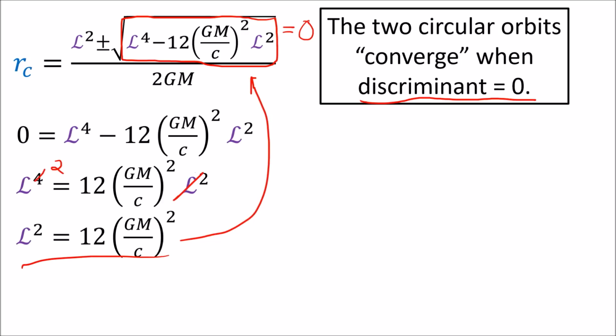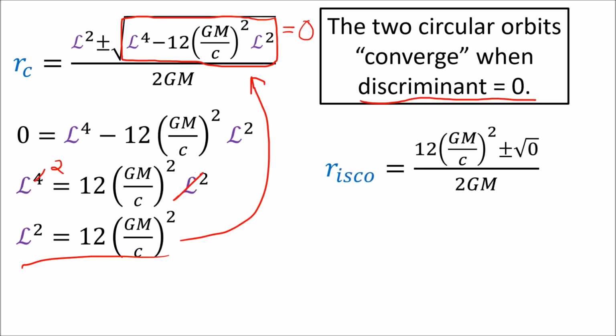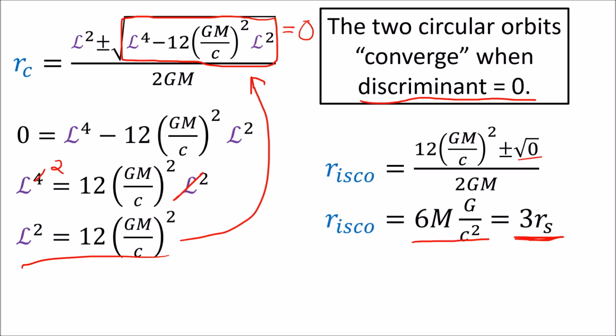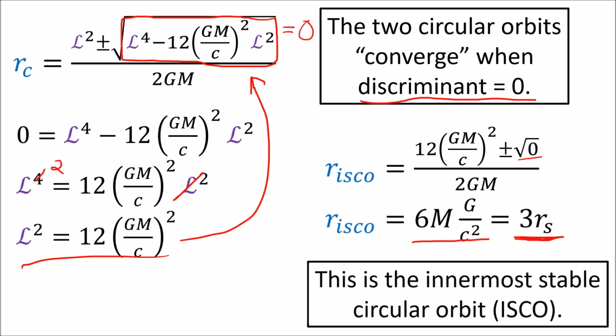Plugging this back in for curly L squared, and knowing the discriminant is zero, we get a critical radius of 6 masses times a physical constant, which is also equal to 3 Schwarzschild radii. This is the smallest possible stable orbit in general relativity. This distance is also called the innermost stable circular orbit, or ISCO.